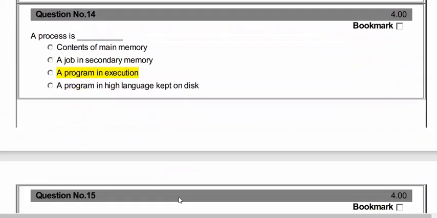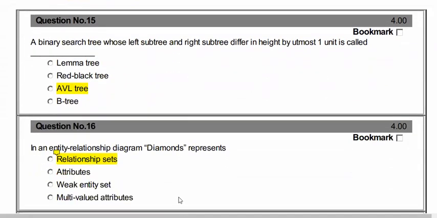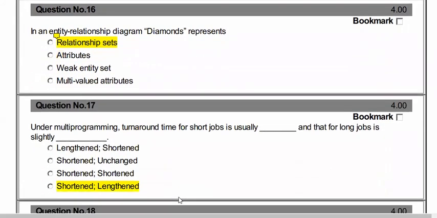A process is dash. A process is a program in execution. Option C is right. A binary search tree whose left subtree and right subtree differ in height by at most 1 unit is called as dash. Option C is right, AVL tree. A binary search tree whose left subtree and right subtree differ in height by at most 1 unit is called AVL tree. Question number 16.